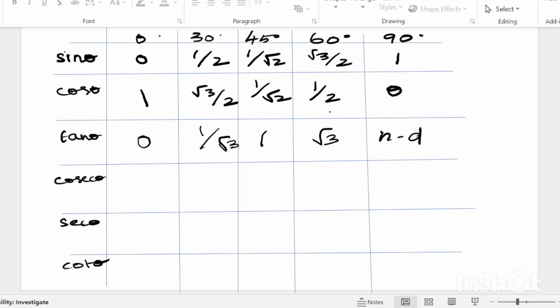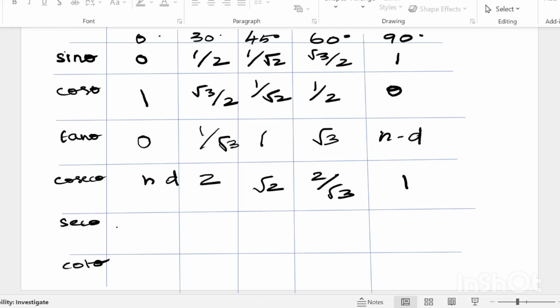So, now tell me what is the value of cosecant 0? It will be 1 by 0. Anything by 0 is not defined. Now, what is the value of cosecant 30? It will be 2, right? Sine 30 is 1 by 2. The reciprocal is 2. And here it will be root 2. And here it will be 2 by root 3. And here, what will it be? Any guesses? 1. 1 by 1 is 1.